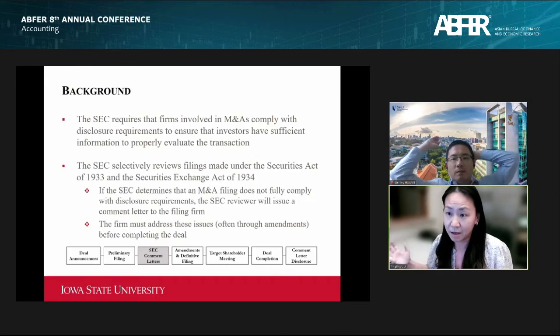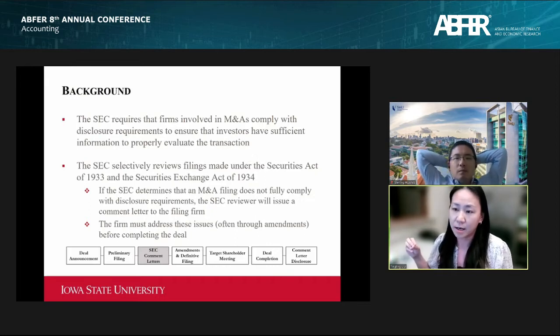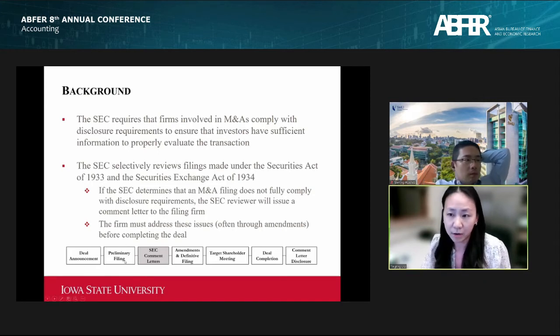required to make any filings, but just in a few cases, like in a tender offer or when bidders have to issue a lot of shares, then they are required. So the majority of the filings are made by the target firm. So target firms make those preliminary filings.